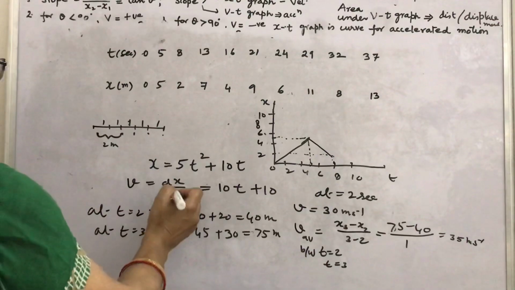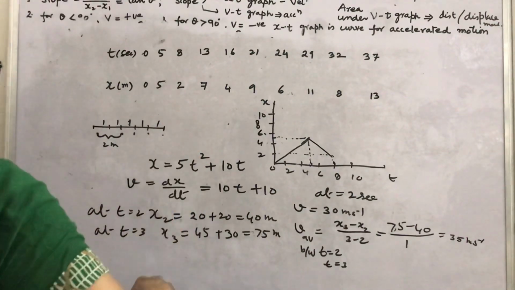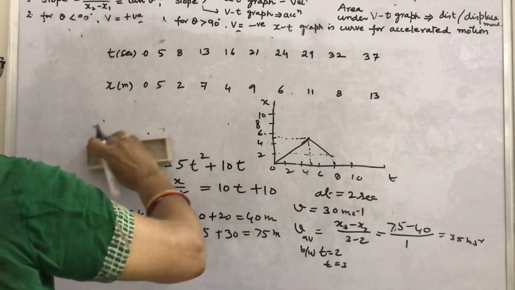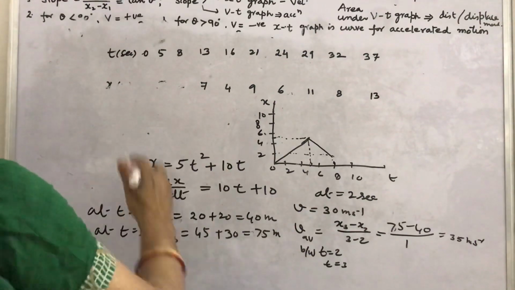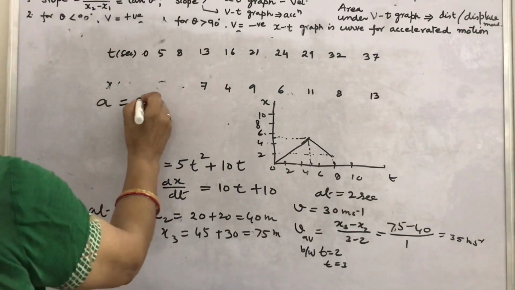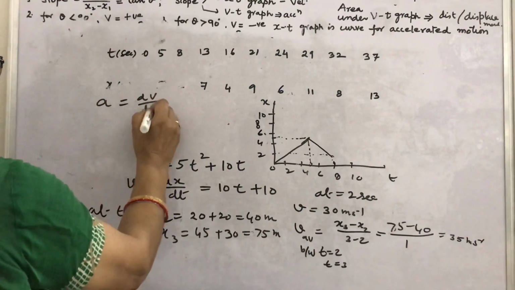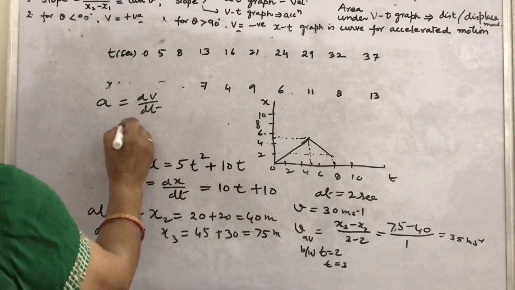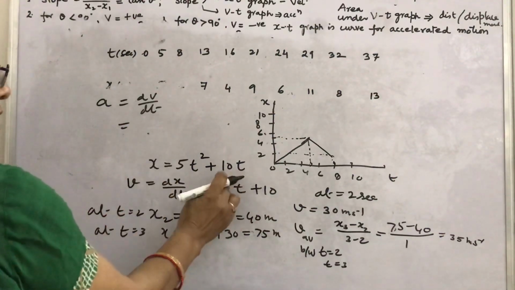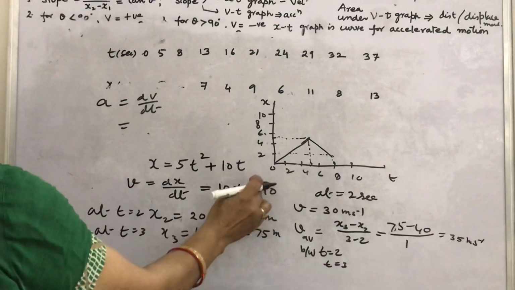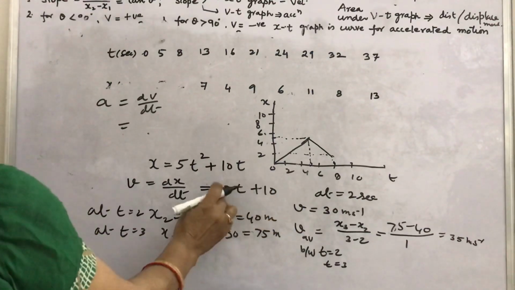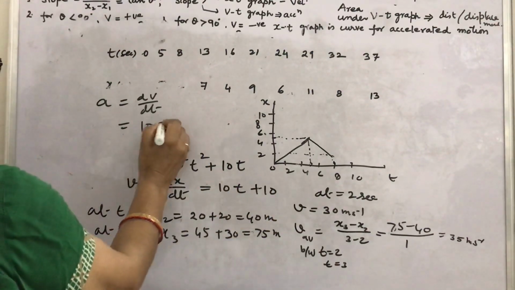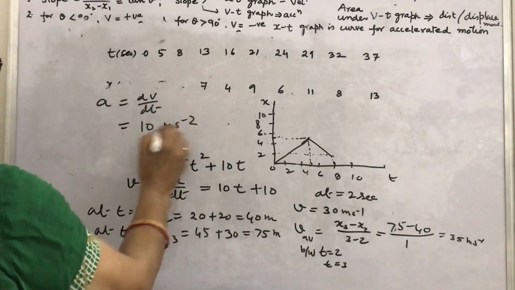What about a, the instantaneous acceleration? How will you find it? Simple. a is dv by dt. What is v? 10t plus 10. The differentiation of a constant is 0, and of 10t is 10 only, so this will be 10 meters per second square.